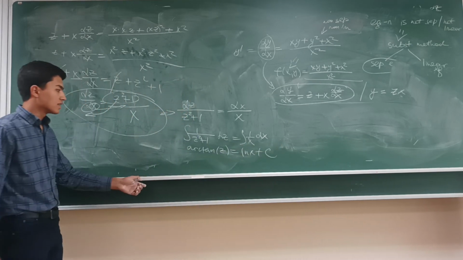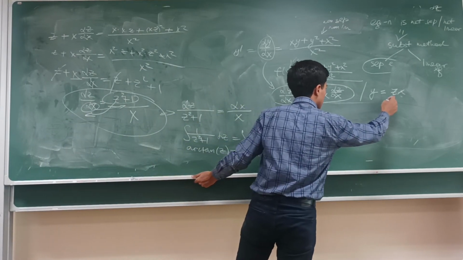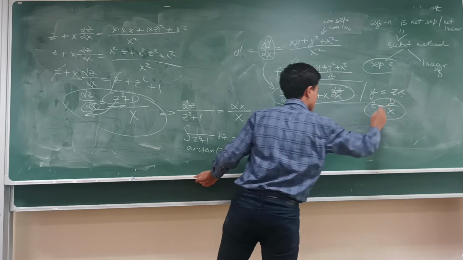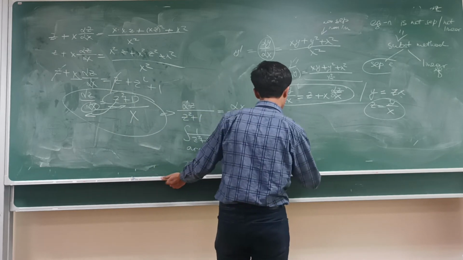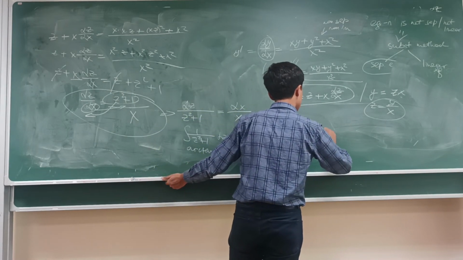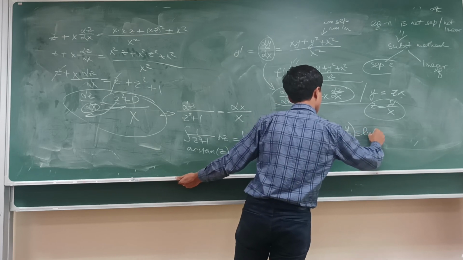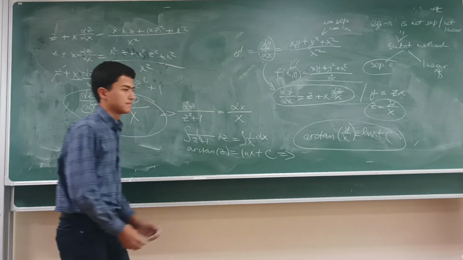So now instead of z, you write what? z equals y over x. You move this value back here, and you will have arctangent y over x equals ln x plus c. This is your implicit solution.